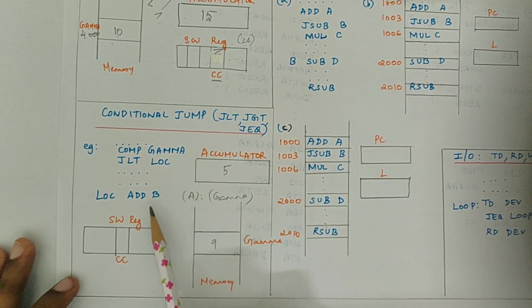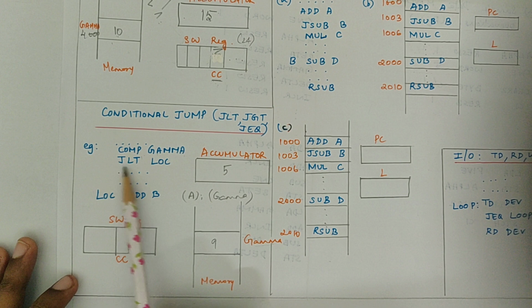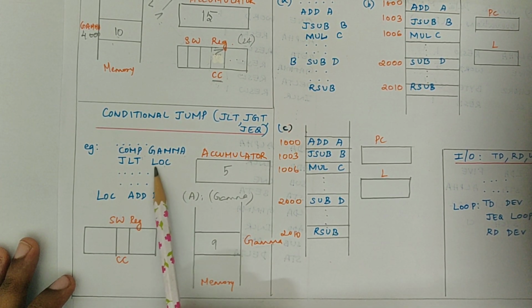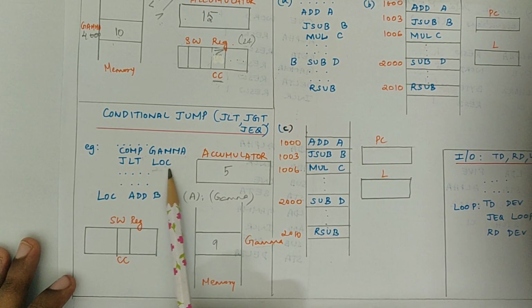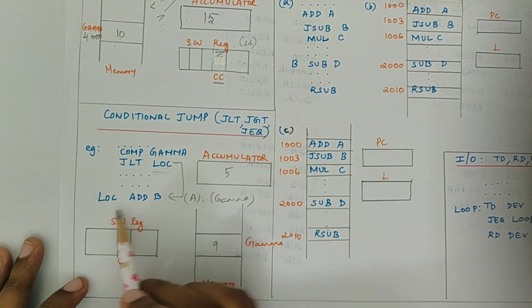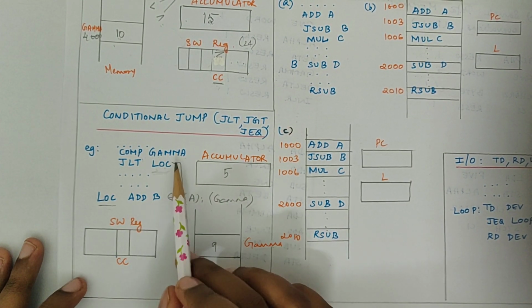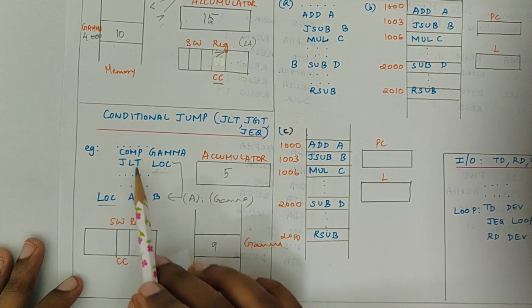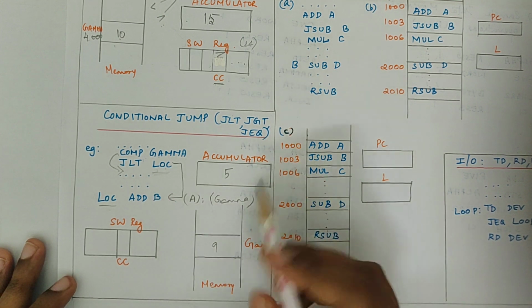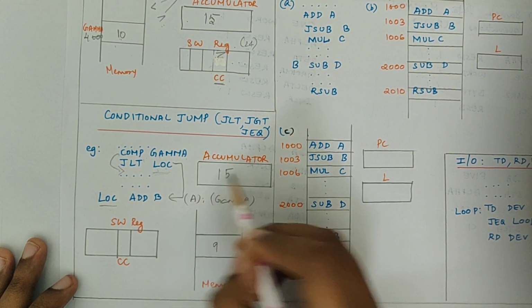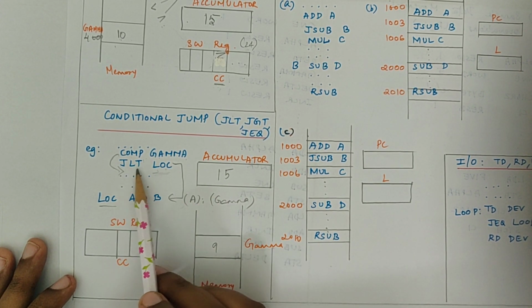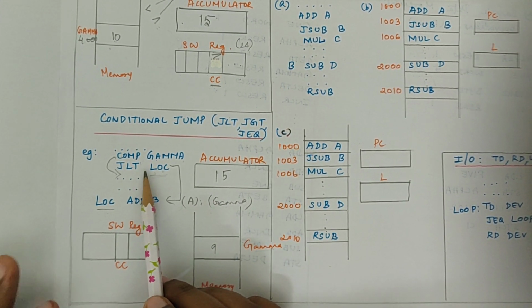Since it is less than 9, the condition given is jump on less than. If it is less than, jump to the address given by the label LOC. So LOC points to this instruction. If the condition is true, jump. If the condition is not true, it will not jump. Instead, it will execute the next instruction written after JLT. For example, if the value was 15, in that case 15 is not less than 9, so jump on less than will not give you a true value.